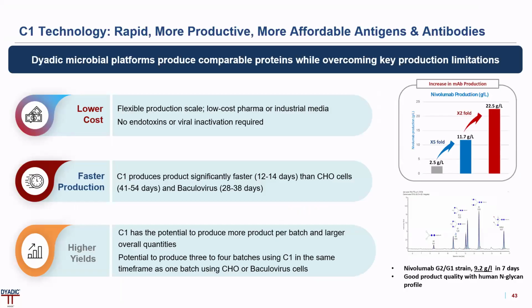So in the end, you have a very, very rapid, more productive, more affordable way to make proteins. You have a lower cost solution. You have no endotoxins or viral inactivation that's required. It's a shorter, faster cycle time. And then the potential to produce more product per batch in larger overall quantities at much lower cost.